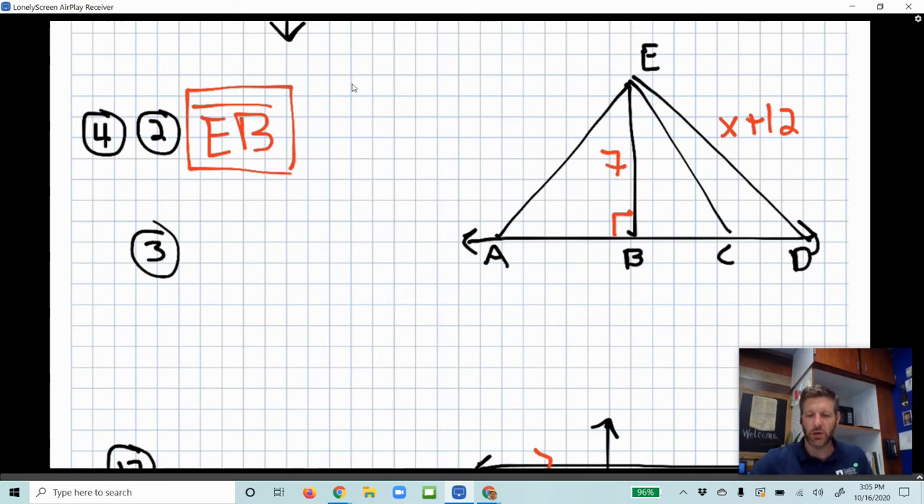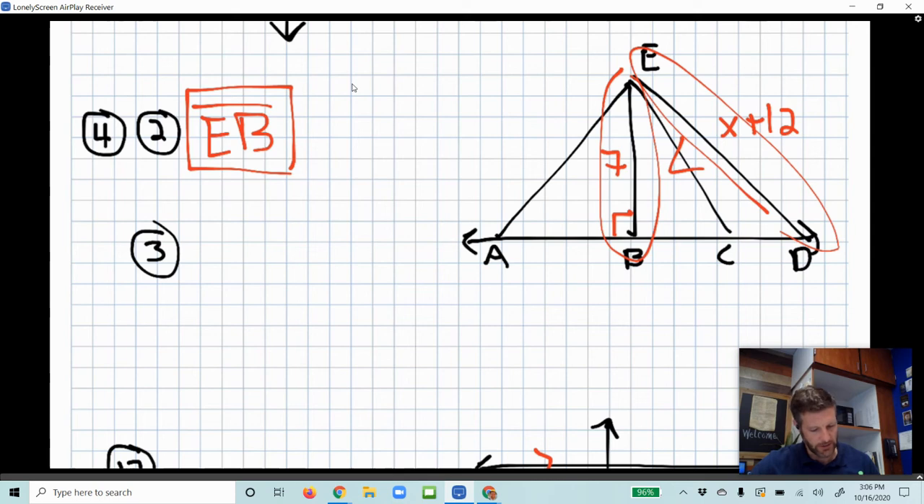It says write and solve an inequality for x. So they give us two measurements. We know that EB is 7, and we know that ED is x plus 12. And so rather than write an equation, we can write an inequality, because EB and ED don't equal each other, but I do know that one of them is definitely shorter than the other one, right? Because that's what we just said in 2. We just said that EB is the shortest distance. So that means no matter what ED is, EB has got to be smaller than it.